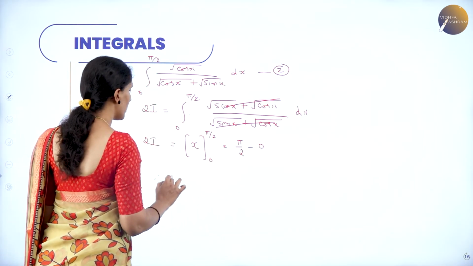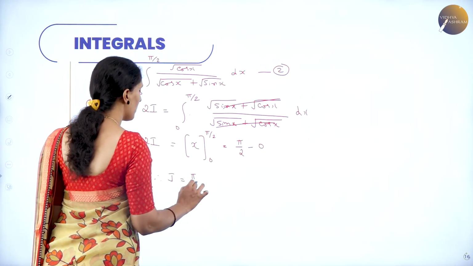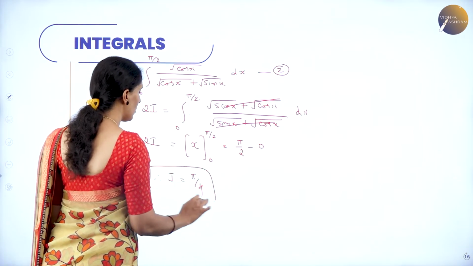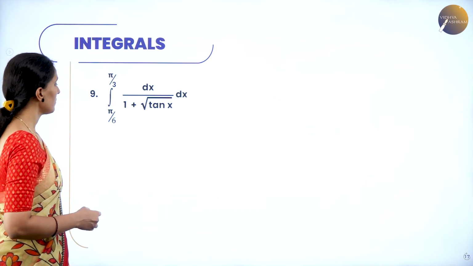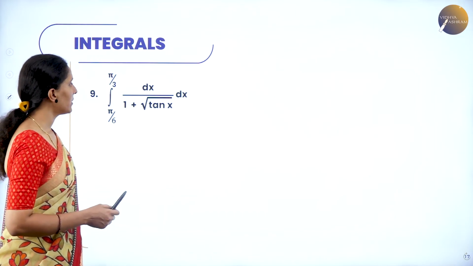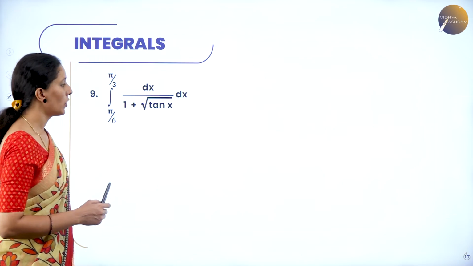So therefore what is I? I value is pi by 4. So this is the value of the given integral. Next, the integral from pi by 6 to pi by 3 of dx divided by 1 plus root tan x.